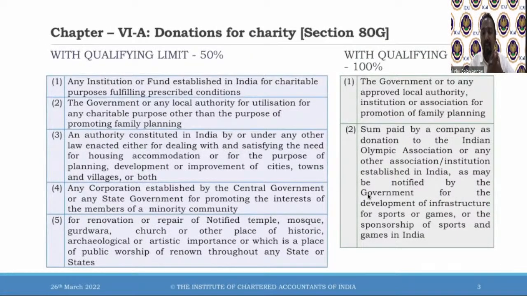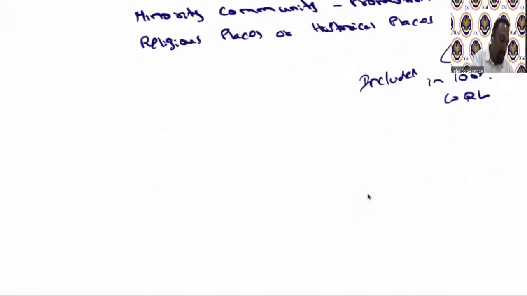So you are paying to a company which is donating to the Indian Olympic Association. Something paid by a company as a donation to the Indian Olympic Association or an institution established in India, and also includes infrastructure for sports or games or the sponsorship of sports and games. Whatever is being donated to these institutions, that is the Olympic Sports Association, or for developing or promoting sports, is with qualifying limit. So these are the two things we are talking about here, 100% with qualifying limit. Two things, right? One is promoting family planning.